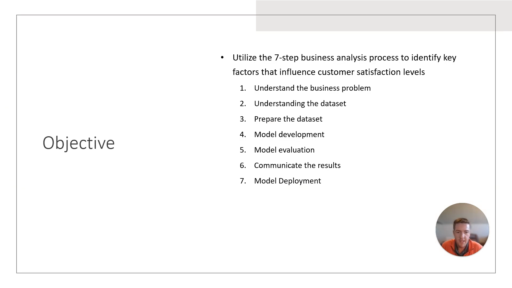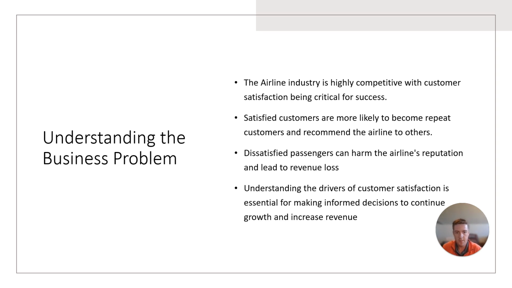Our objective is to utilize the 7-step business analysis process to identify key factors that influence customer satisfaction level. First step is understanding the business problem. Second step, understanding the data set. Third, preparing the data set. Fourth, model development. Fifth, model evaluation. Sixth, communicate the results. And lastly, the model deployment process.